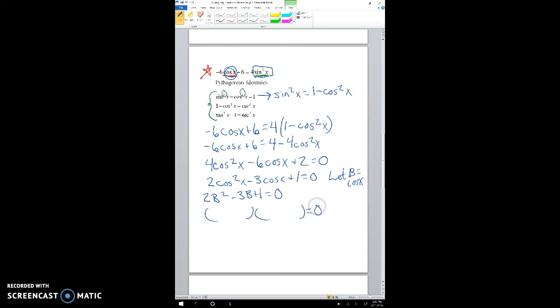Now I'm going to factor. First slot, I need two things that multiply together to make 2b squared, so that's going to be 2b and b. In this spot, I need things that multiply together to make 1, so that's going to be 1 and 1. Since this sign is positive, I know that the signs in the two parentheses have to match. And since the middle term is negative, I know that they both have to be minus signs. So, bloop, bloop. Now that I have a product that's equal to 0, I can set each parentheses equal to 0.